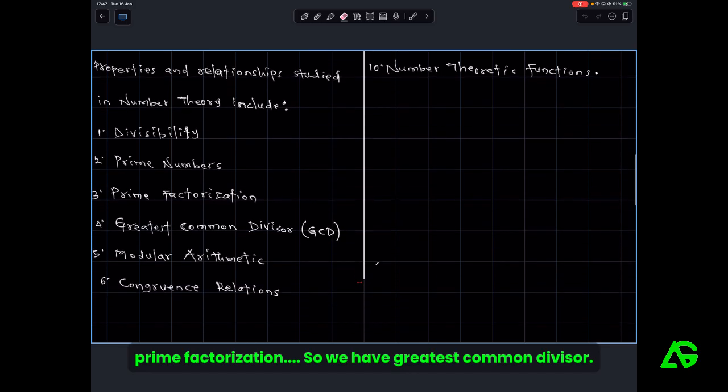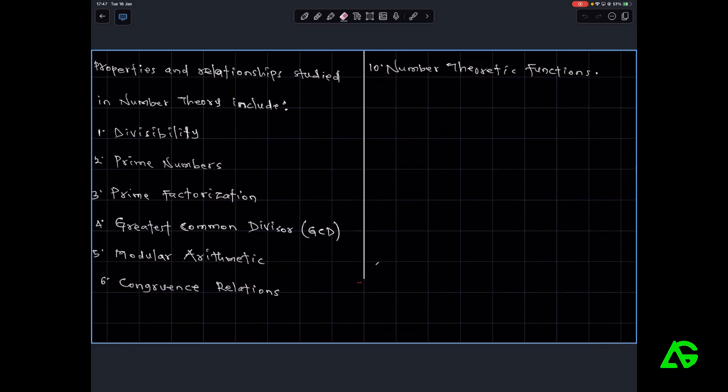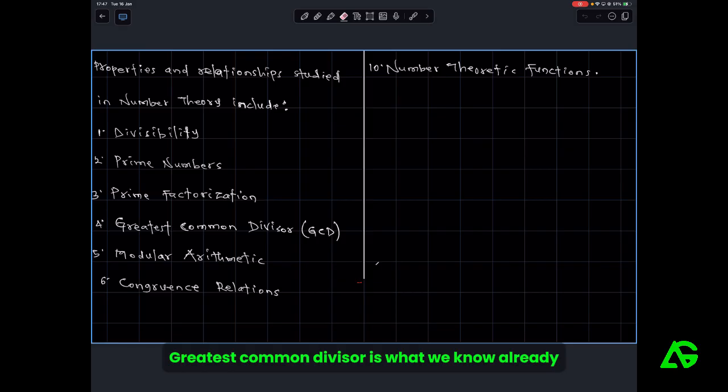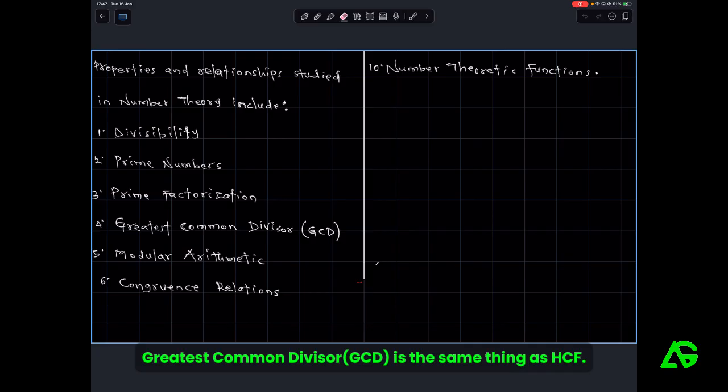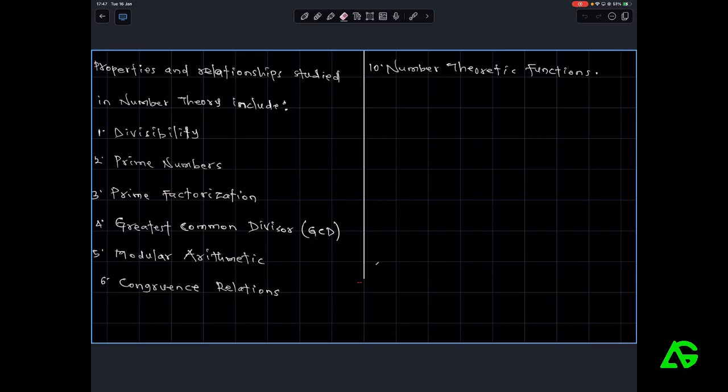So all these properties: divisibility, prime numbers, prime factorization. We also have the greatest common divisor, which we know already. That is our HCF, highest common factor, that we are familiar with, just that you can also call it by this particular name. So we also have LCM. Greatest common divisor is the same thing as HCF, highest common factor.